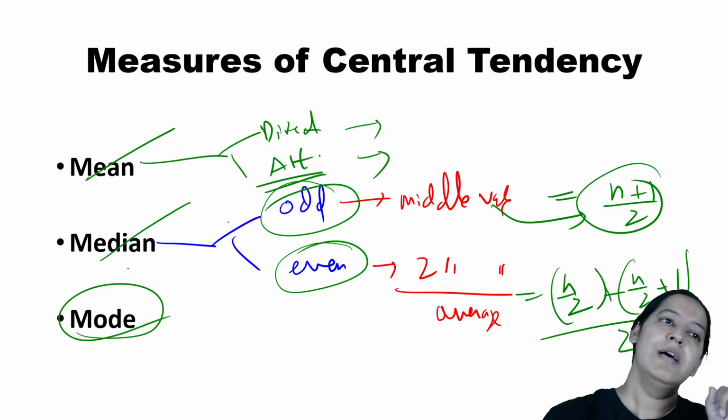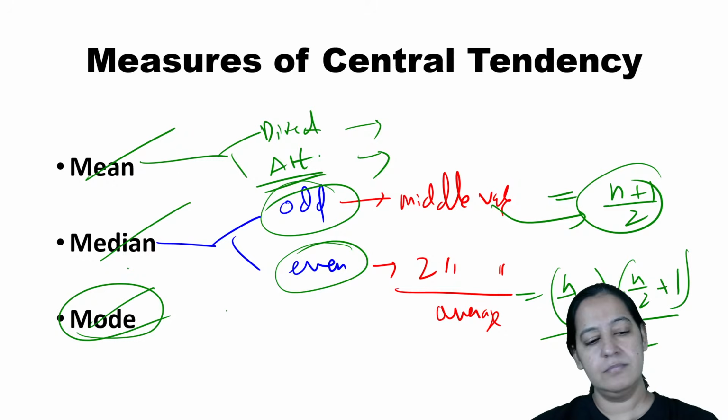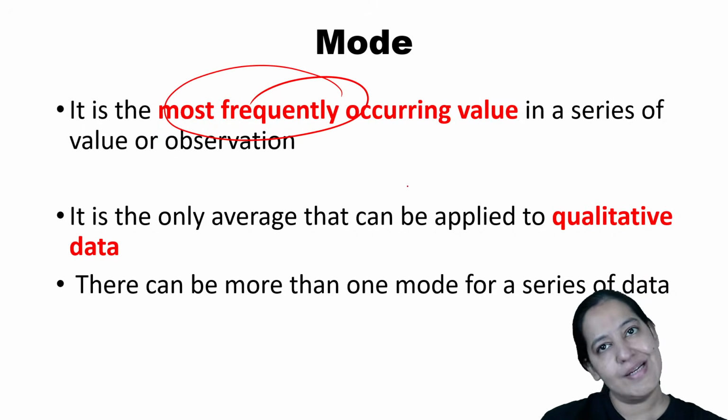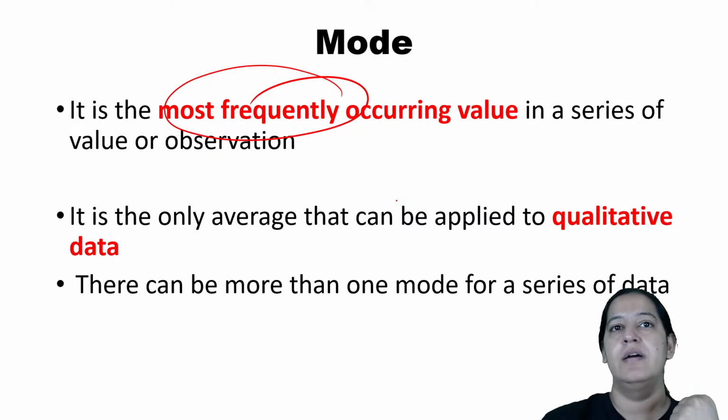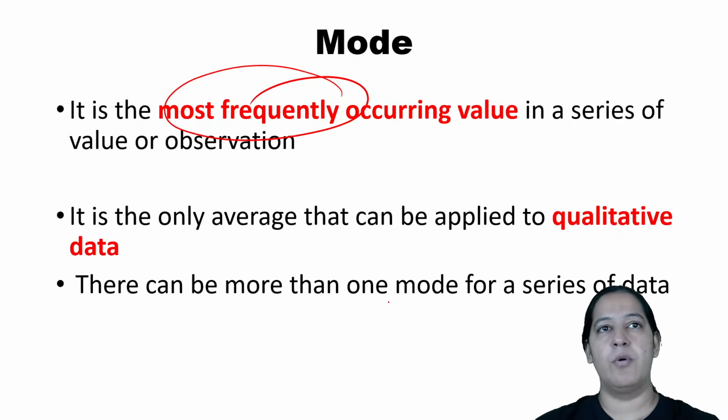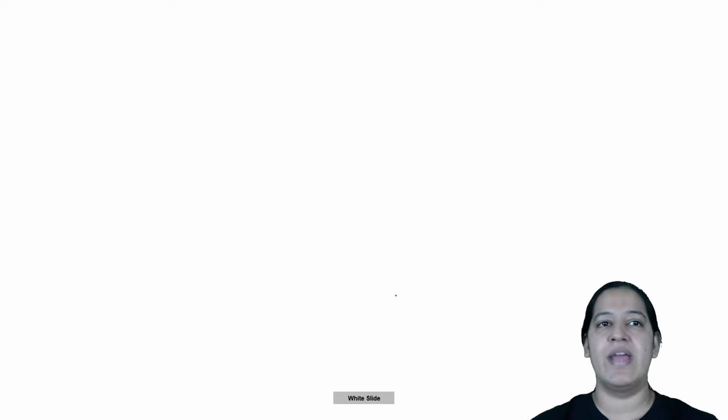So you got it. Coming on mode. What is the definition of mode? It is the most frequently occurring value in your set of data. Just suppose I am not having an example, I will create an example.